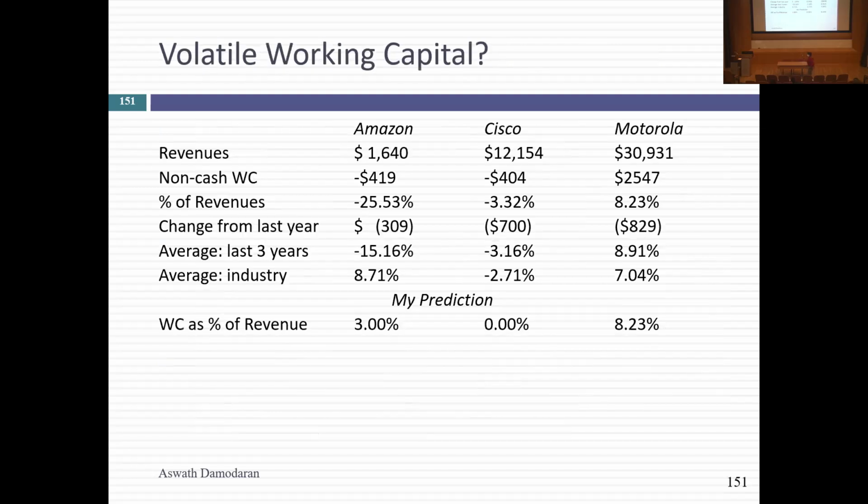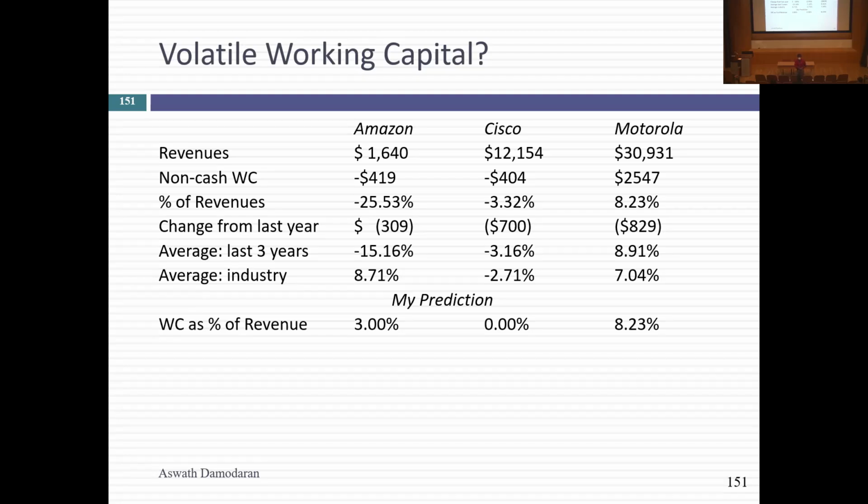So I'll give you examples again from way back in time, the late 90s. Amazon, Cisco, and Motorola, all tech companies. Amazon then was a very young tech company. I computed the non-cash working capital for all three companies. Amazon and Cisco actually had negative non-cash working capital. What does that mean? Your non-debt current liabilities exceeded the non-cash current assets, and it was by design.